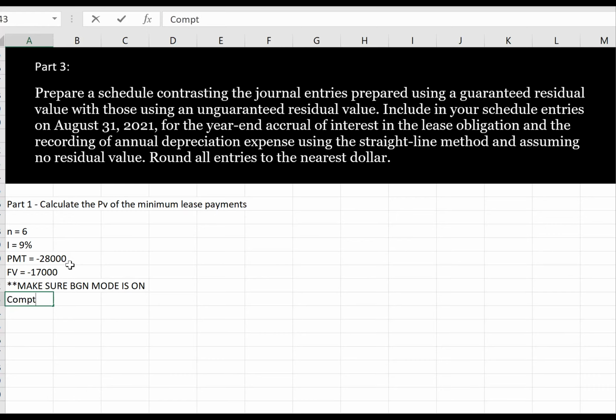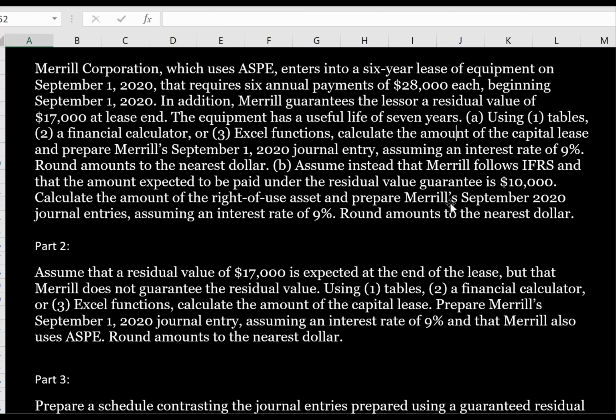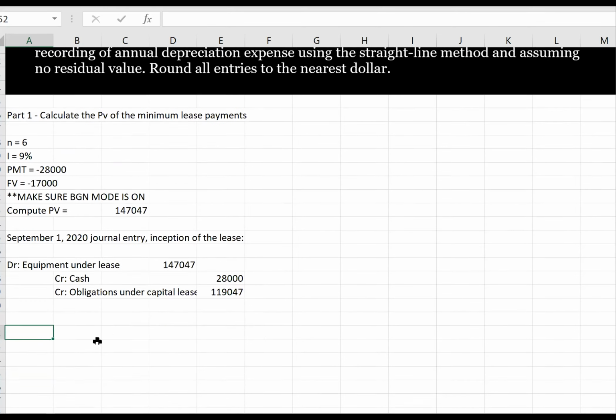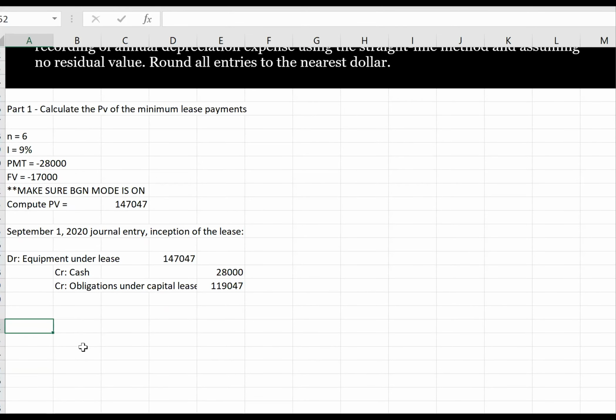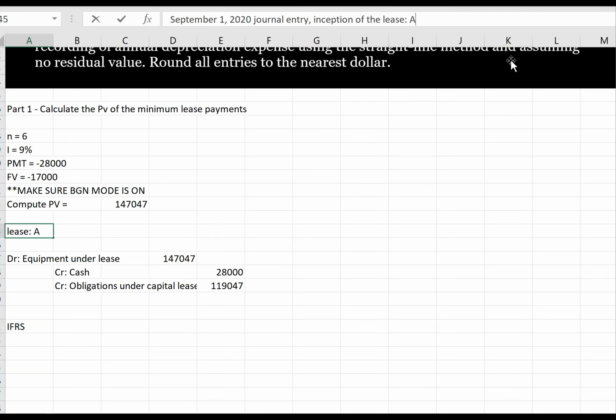Now B says, assume instead that Merrill follows IFRS and that the amount expected to be paid under the residual value guarantee is $10,000. So before we had a $17,000 guarantee, now they're saying it's IFRS and it's only $10,000. And it says, calculate the amount of the right of use asset and prepare Merrill's September 2020 journal entries, assuming a rate of interest of 9%. So what we're going to do here is, let's just flag this as ASPE just so we can remember.